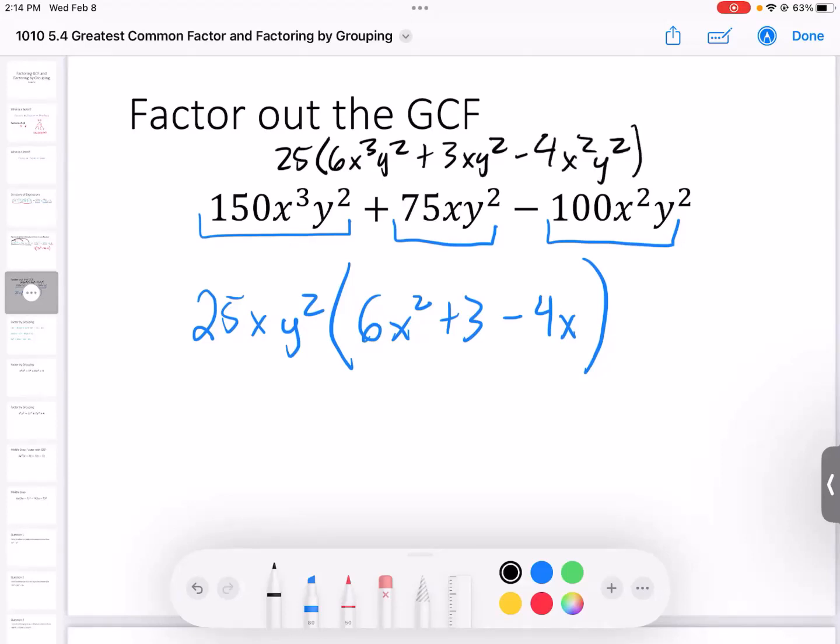But none of these are like terms, because this one has 3 x's and 2 y's, but this one has 1 x and 2 y's, and this has 2 x's and 2 y's. And so you couldn't combine them since they're actually not like terms. If they are like terms, though, you can actually combine them even before you start, and that would work. Any other questions?